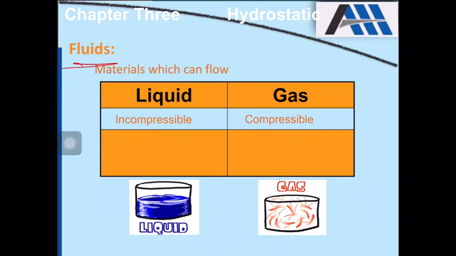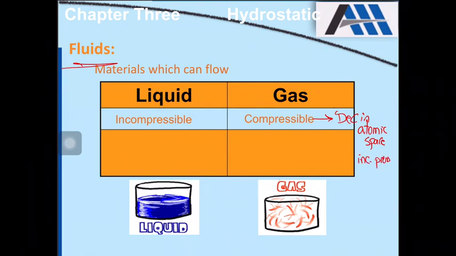While gases are compressible, for example, the body spray you are using. Although it is a liquid inside the bottle, when you spray it out, it turns into a gas. This means that the gas particles or the gas molecules were compressed. What do I mean by this word? Decrease in atomic spaces, increasing in the pressure, and also decreasing in volume.